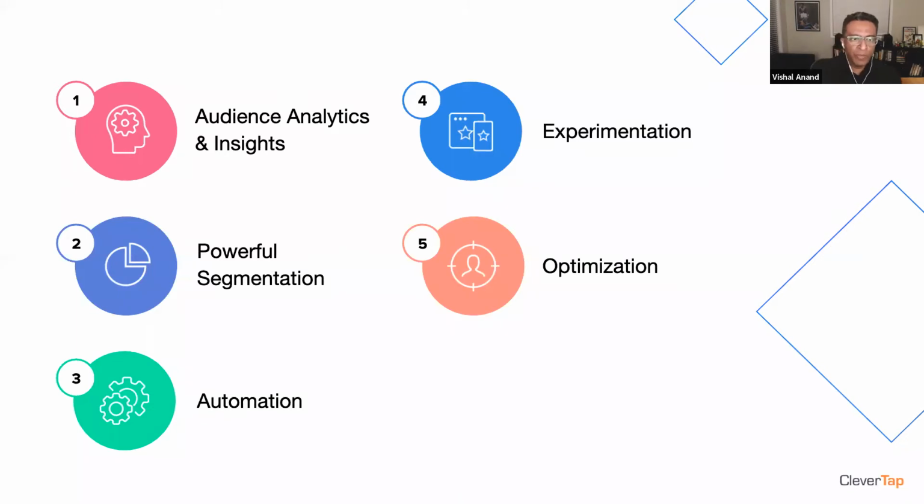We'll walk you through one, audience analytics and insights, and our plan to better understand user behavior and interest. 2, our powerful segmentation engine to better identify user groups. 3, our automation layer that runs with little or no human intervention. 4, a framework for experimentation, a new area where we've been spending more energy these days. 5, an engine for optimizing customer delight across the customer lifecycle.